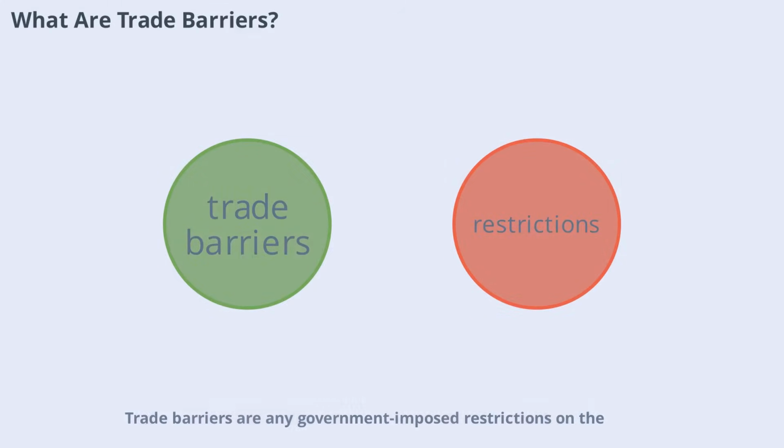Trade barriers are any government-imposed restrictions on the free exchange of goods and services between countries. These can take many forms, from taxes on imports to outright bans on certain products. The main goal is to regulate international trade, often to protect domestic industries or address safety and quality concerns. By understanding the different types of trade barriers, we can better grasp why some products are more expensive or less available in certain markets. Let's break down the main categories and see how they function in the real world.